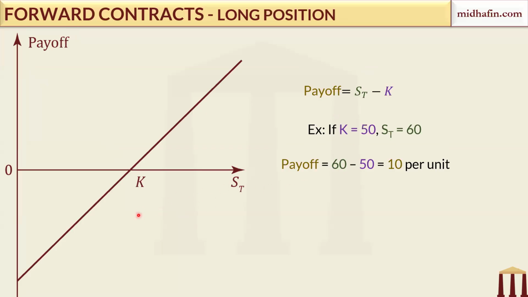K is actually your break-even point also, because at this point, the payoff is equal to 0. So when ST is equal to K, let's say at maturity of the forward contract the asset price was also 50, there's no payoff. 50 minus 50 is 0, finished. And again, for the sake of simplicity, we are not considering any commissions, no broker dealer in between. It's just a contract between the long and short. So this is the break-even point.